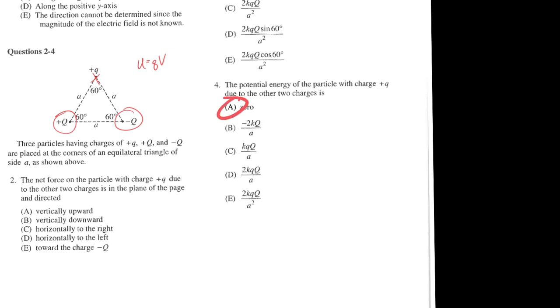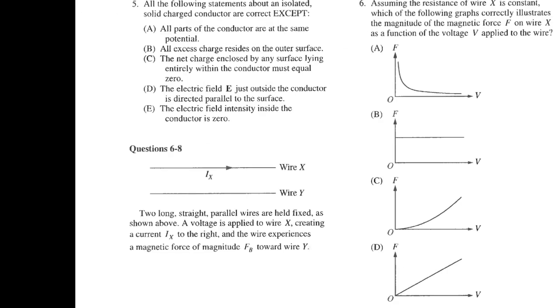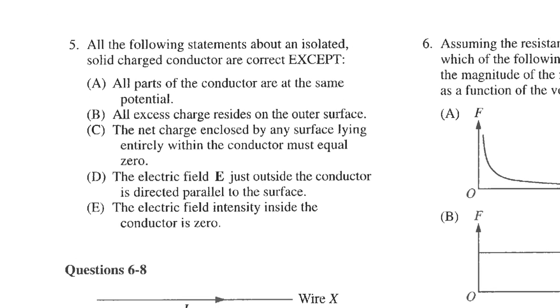Next, go ahead. 5. All of the following statements about an isolated, solid, charged conductor are correct except, okay, so it's isolated, which means it is not connected to the ground or in any way. Solid, so it's not a hollow shell, it's a solid piece of metal, and it has an unbalanced charge on it. But we don't know anything about its shape. All parts of the conductor are at the same potential. Yes, that is true.